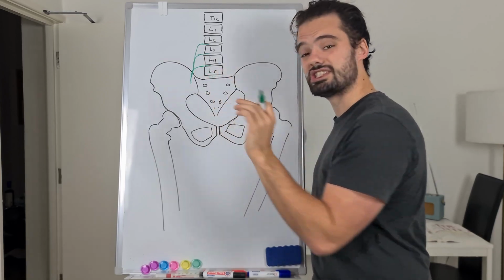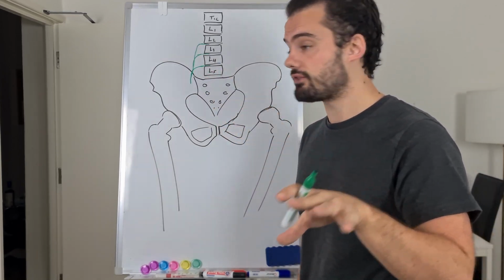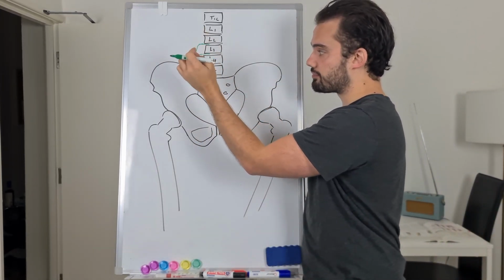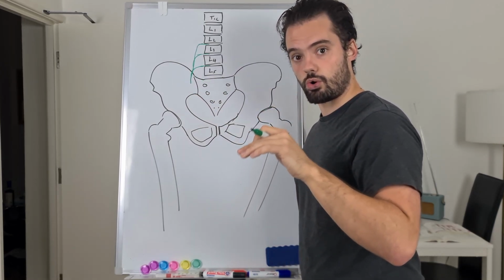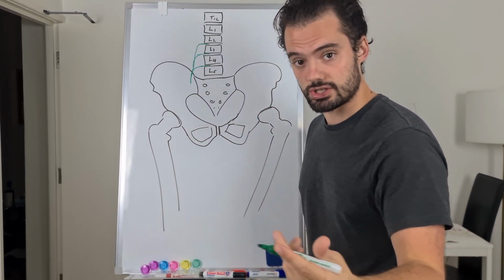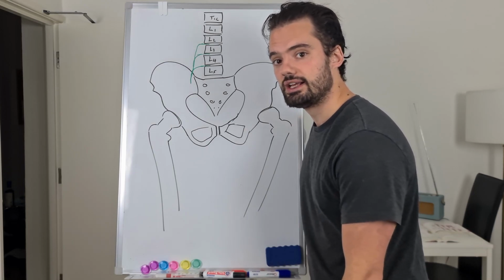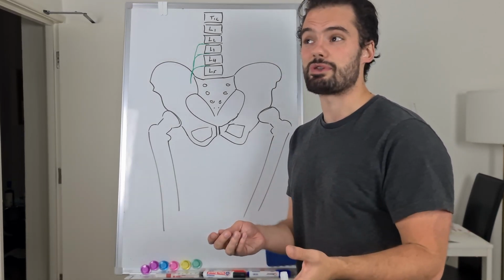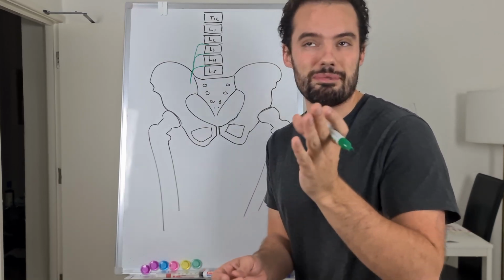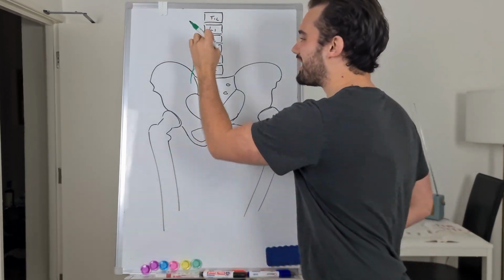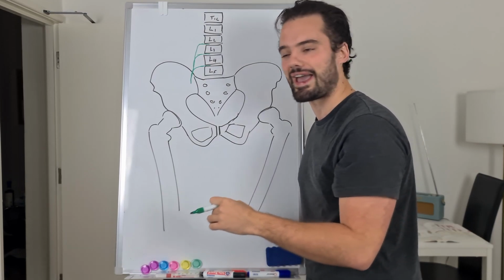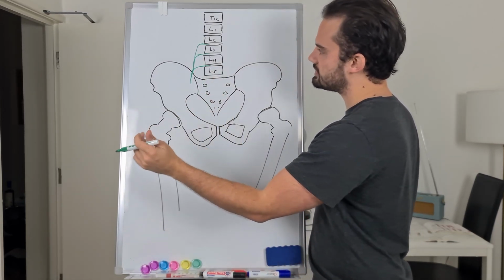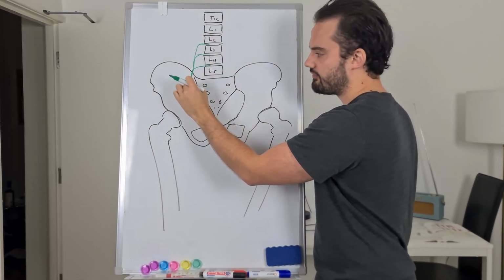Now, just as an interesting point, L2, L3, L4 is also what creates the femoral nerve, which supplies your anterior thigh. So don't get that mixed up. Or maybe you can afford to get it mixed up actually, because both the femoral nerve and the obturator nerve come from L2, L3, L4. But we're talking about the obturator nerve. So L2, L3, L4 come together and form the obturator nerve.